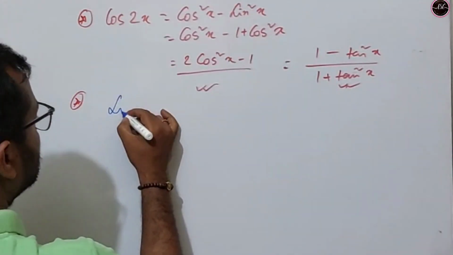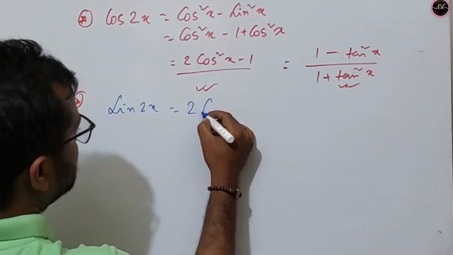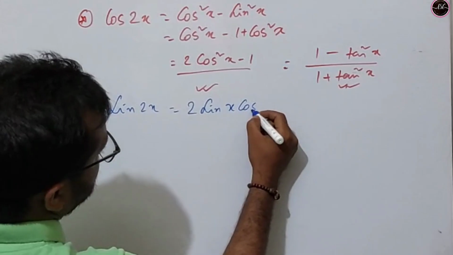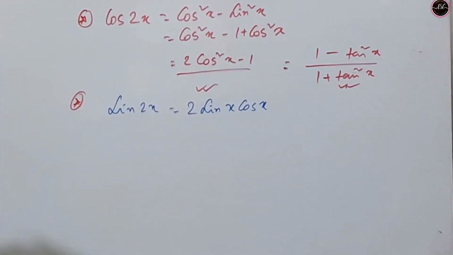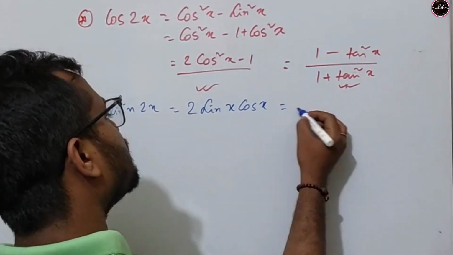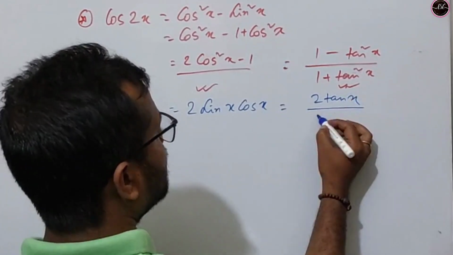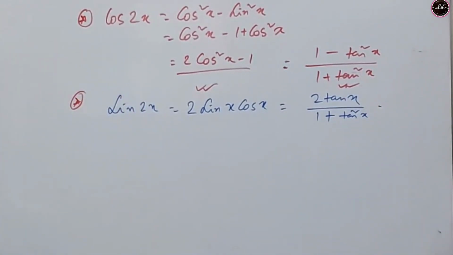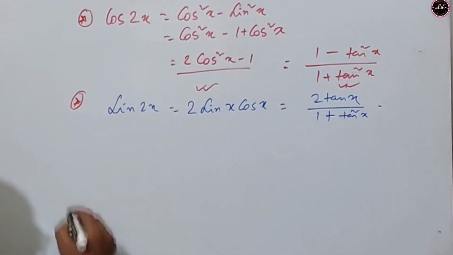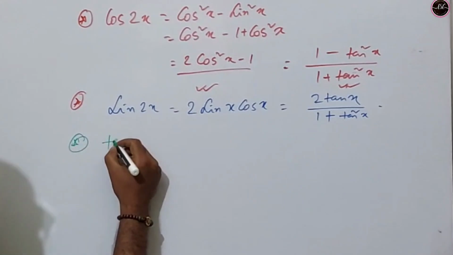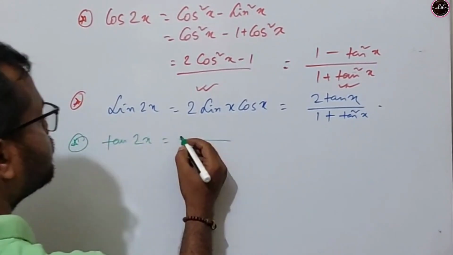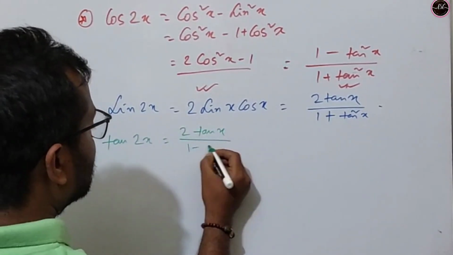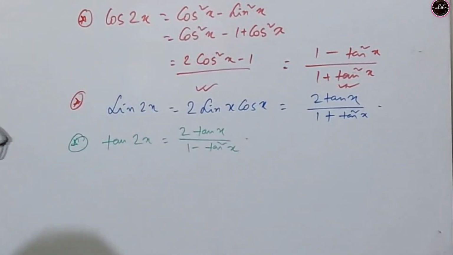Sin 2x equals 2 sin x cos x. That is also a formula in terms of tan. So what will be the formula? 2 tan x by 1 plus tan square x. And there is another formula: tan 2x equals 2 tan x by 1 minus tan square x. This formula should be remembered.